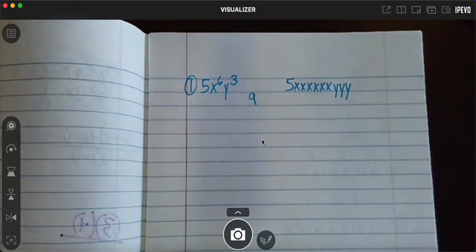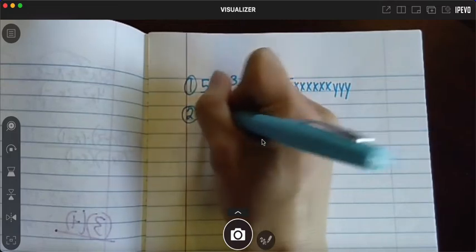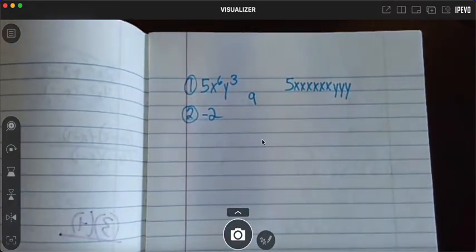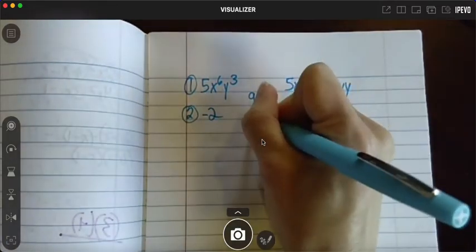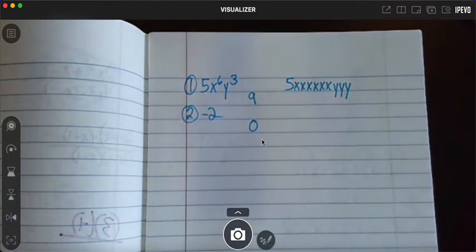Okay. Then on number 2, it's asking the same thing. How many variables are there? What's the degree? 0. There are none. So that one would be 0. Okay?